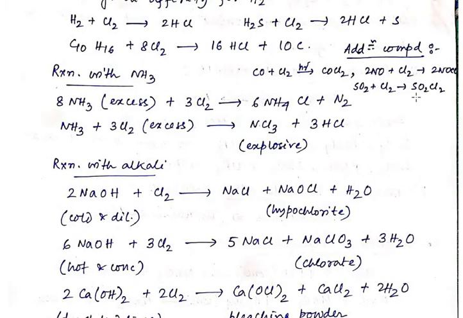So when the CO reacts with the Cl2 in presence of sunlight, it will form COCl2, that is phosgene. When NO reacts with the Cl2, it will form NOCl, and when the SO2 reacts with the Cl2, it will form SO2Cl2.